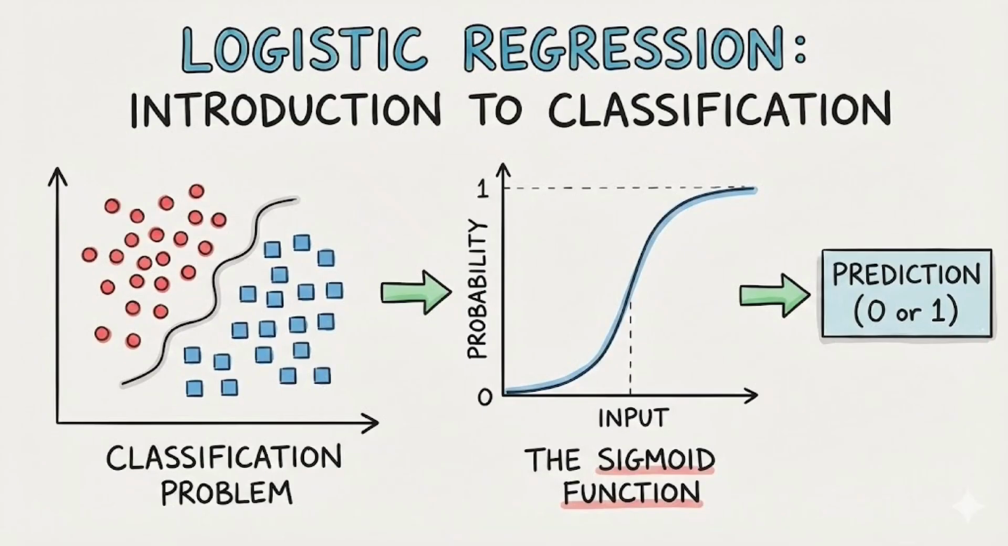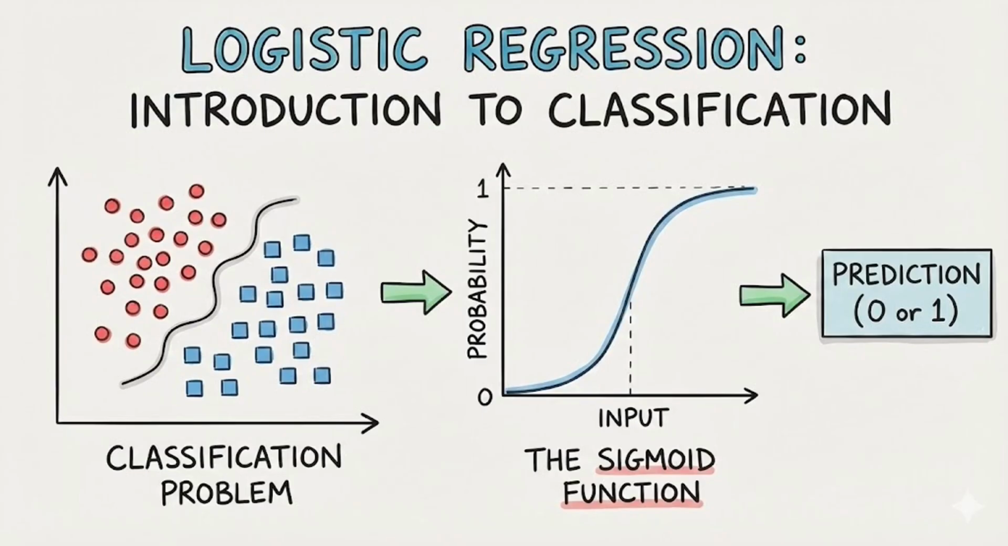Now, let's visualize the problem. On the left-hand side, we have a problem where we want to classify the data. We want to separate the red dots from the blue squares. A straight line doesn't always fit probability well, because this function is not linear, so we cannot use a straight line. Instead, we use the curve you see on the right. That is the sigmoid function.